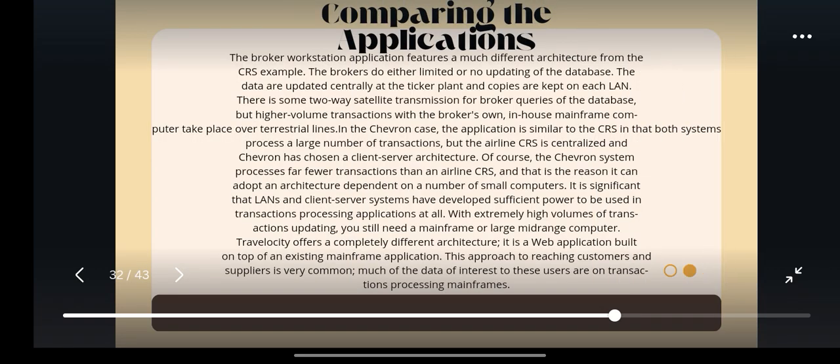So, comparing the applications, the broker workstation application features a much different architecture from the CRS example. The brokers do either limited or no updating of the database. The data are updated centrally at the ticker plant and copies are kept on each LAN. There is some two-way satellite transmission from broker queries of the database, but higher volume transactions with the broker's own in-house mainframe computer take place over terrestrial lines.